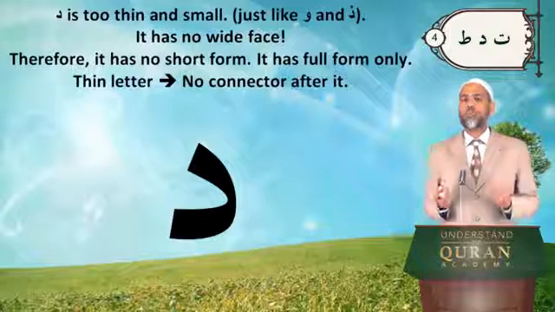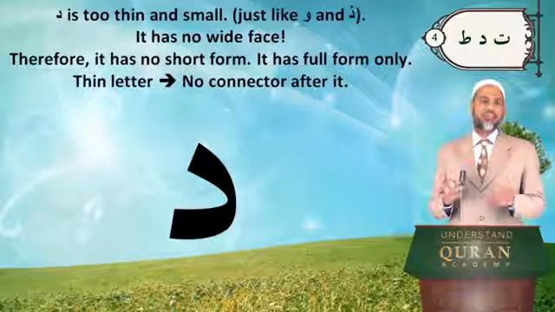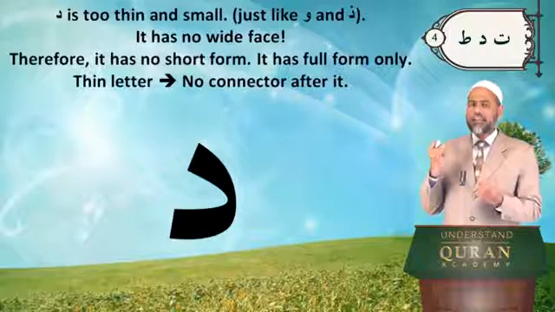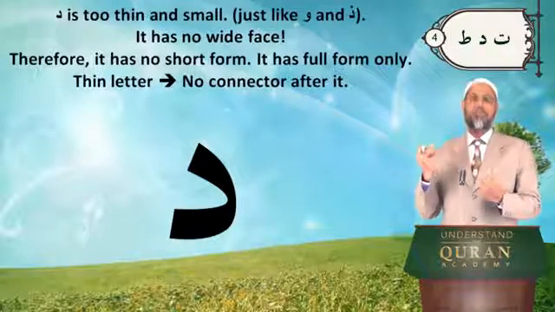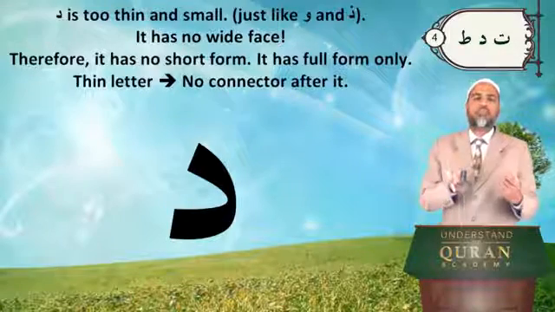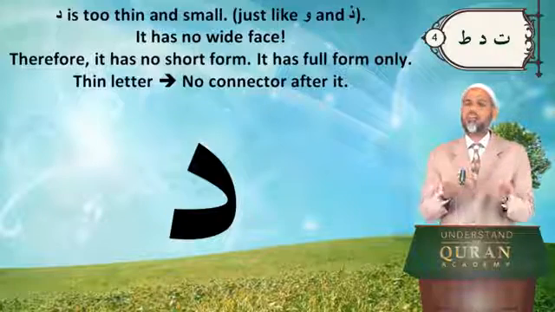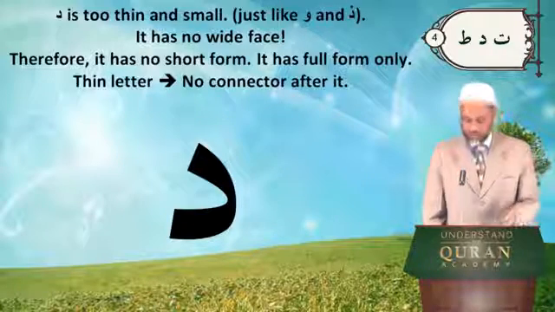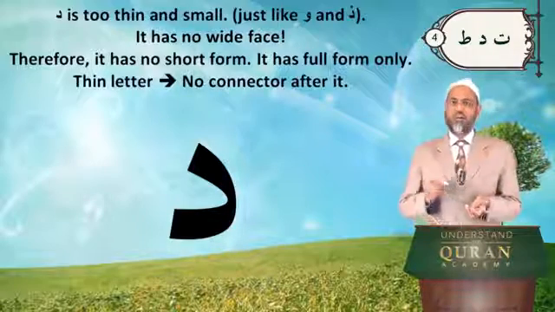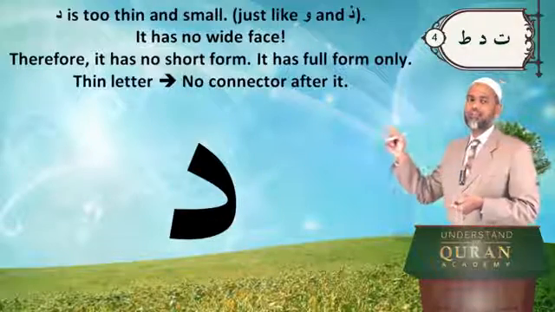It has no wide face, therefore it has no short form, it has full form only. Thin letters means no short form. No short form means no connectors after it. They don't connect with others. They are afraid they will be dissolved, they will be lost. People will not be able to see them, so they don't connect. They want to stand alone.